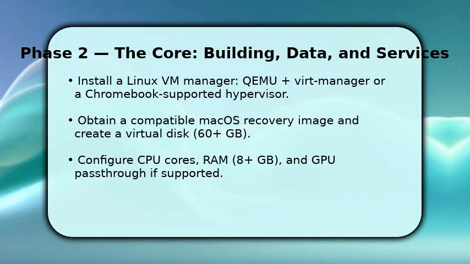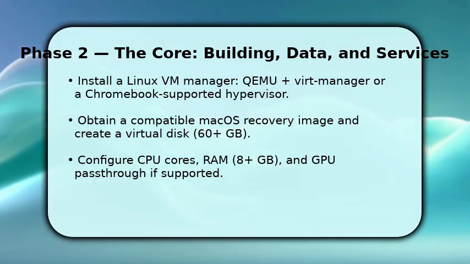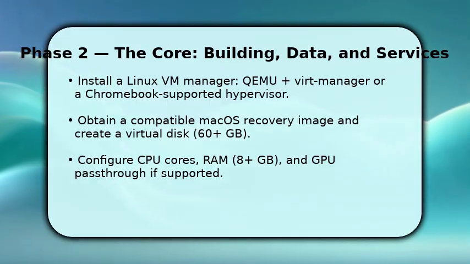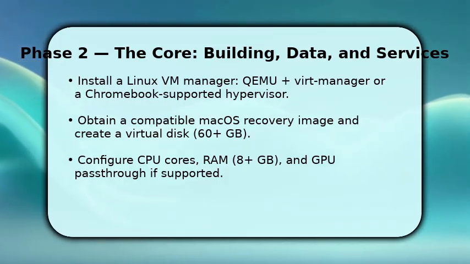Allocate 8+ GB RAM and multiple CPU cores. GPU pass-through improves audio GUI performance, so enable it if your Chromebook supports it. Once configured, boot the installer. Follow Mac OS setup and sign into your Apple ID.